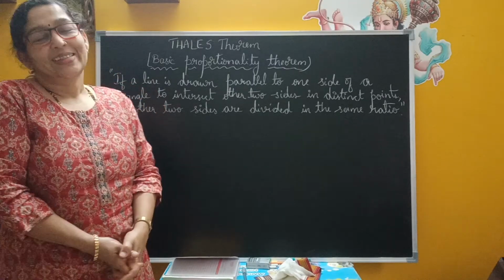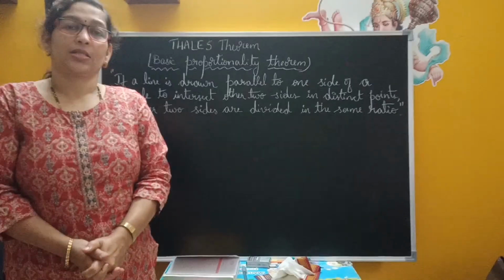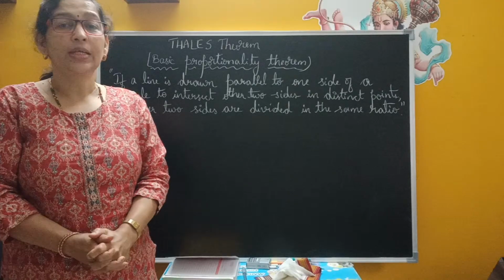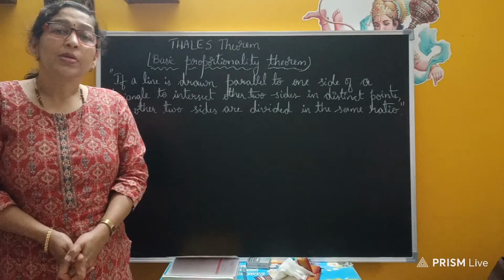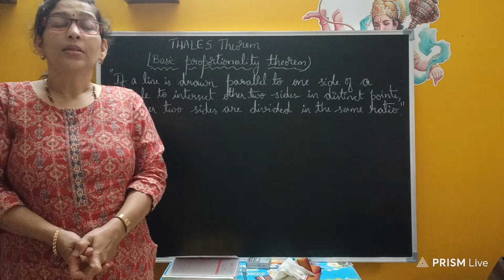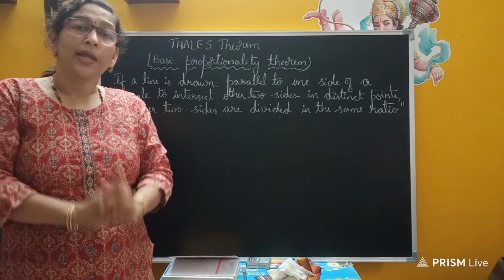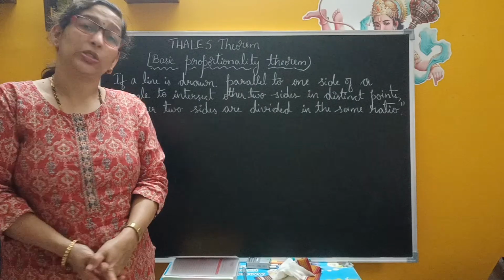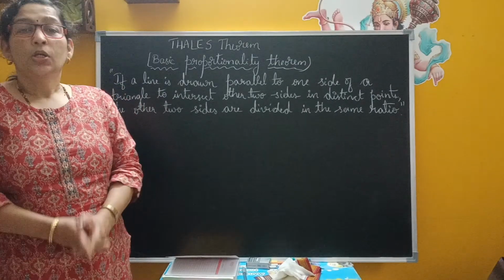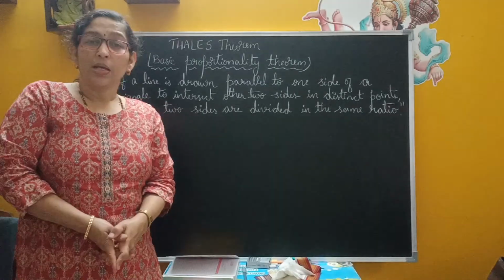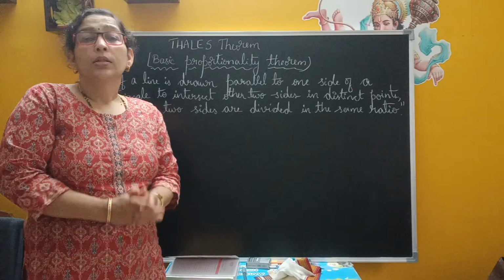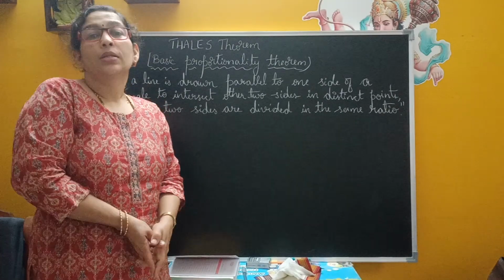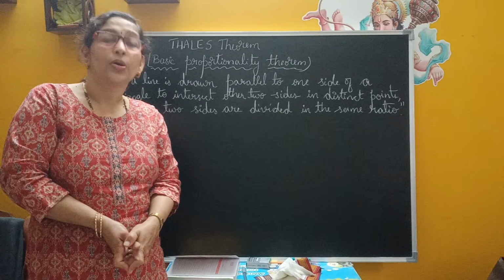Welcome to today's session. In the previous class, we discussed triangles, and among triangles, what are similar triangles? How can we define similar triangles? Similar triangles are the triangles in which corresponding angles are equal and corresponding sides are in the same ratio or proportion. I mean, two triangles are said to be similar if all three corresponding angles are equal and the corresponding sides are in the same ratio or proportion.